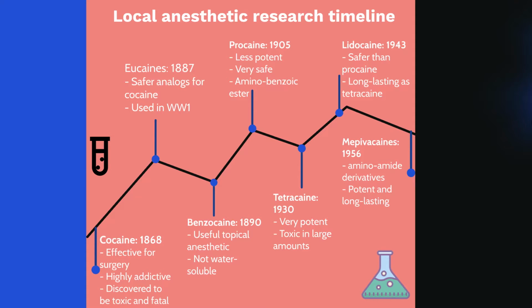Tetracaine, synthesized in 1930, was found to be a very effective anesthetic. However, it is toxic in large amounts and dangerous. Lidocaine in 1943 was synthesized by accident when researching a different anesthetic. It is found to be safer than procaine and as long-lasting as tetracaine, so an overall very effective anesthetic. The mepivacaines in 1956 are amino-amide derivatives and they are found to be potent and long-lasting anesthetics.